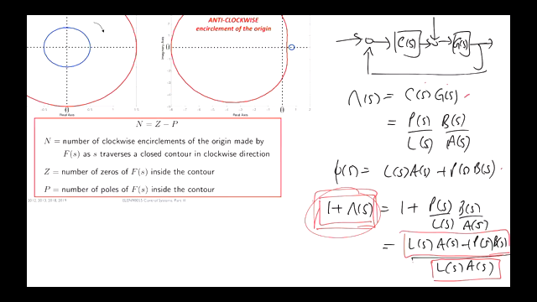And then mapping points along that contour under this rational function to produce a new contour, and counting the number of encirclements that new contour makes of the origin, which will then tell us the difference between the number of zeros of this function in the right half plane and the number of poles in the right half plane. All right? And it's in that way that we can use Cauchy's principle of the argument to assess the stability of a closed loop.